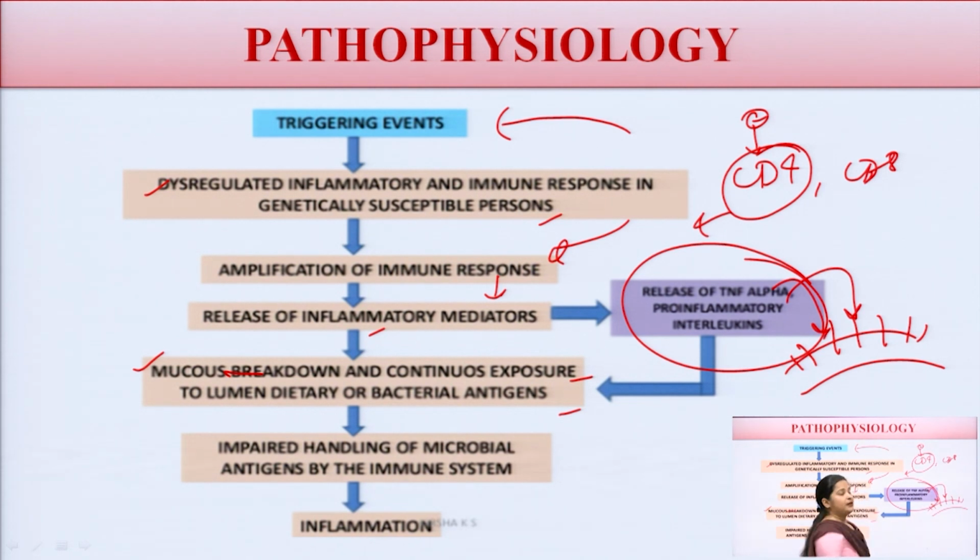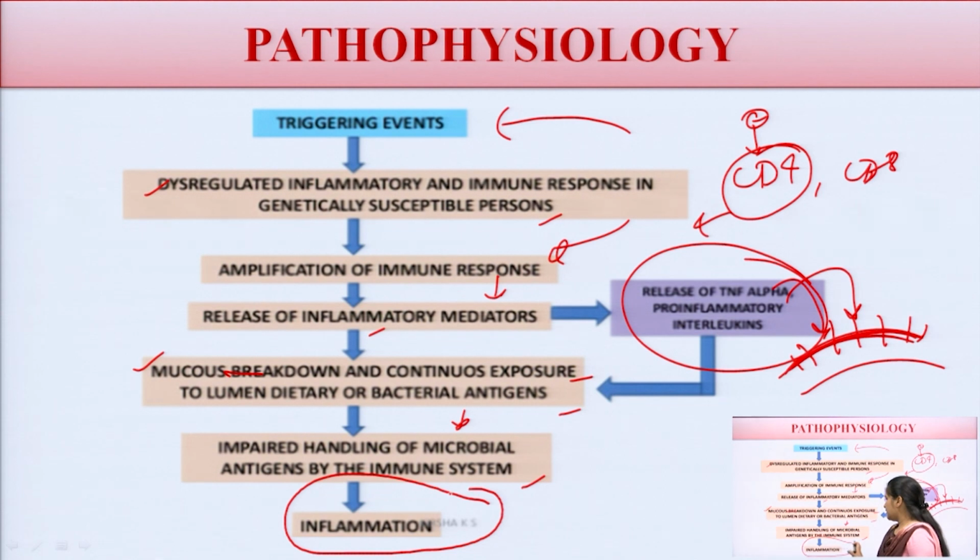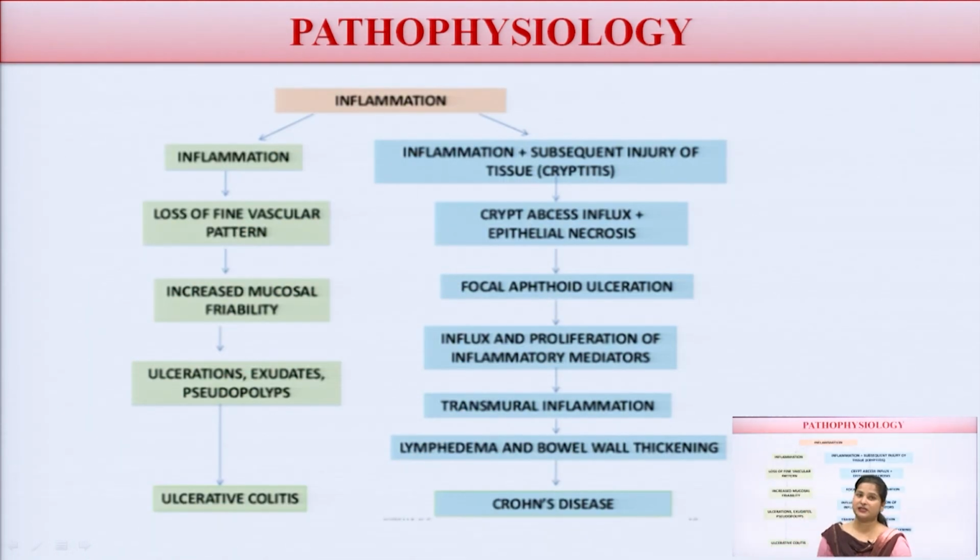They just cause the inflammation of this breakdown of the mucosal layer, and because of this impaired handling of the microbial antigens by the immune system, this causes the inflammation, right? So this is the process of how the inflammation occurs in the small or the large intestine or the GIT part. Now, inflammation is loss of the fine vascular patterns. This increases the mucosal friability, and this causes the ulceration, exudates, pseudopolyps, and this causes the ulcerative colitis.